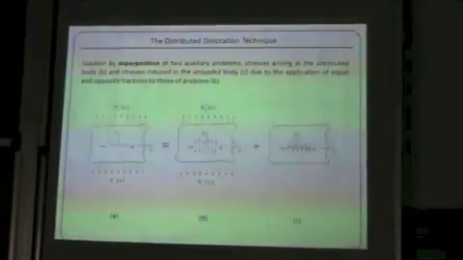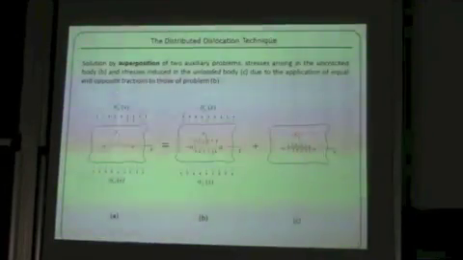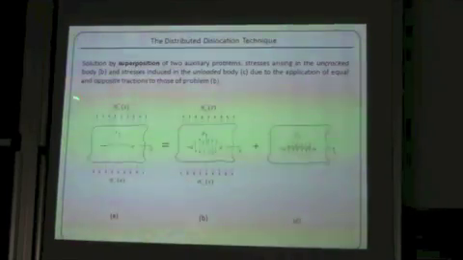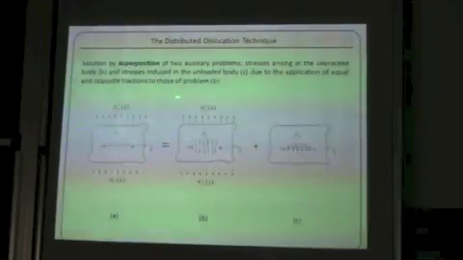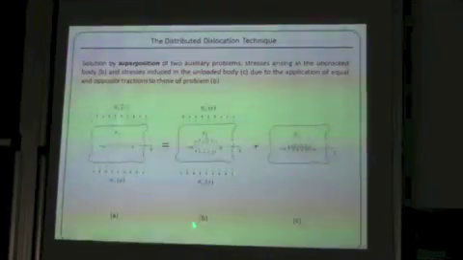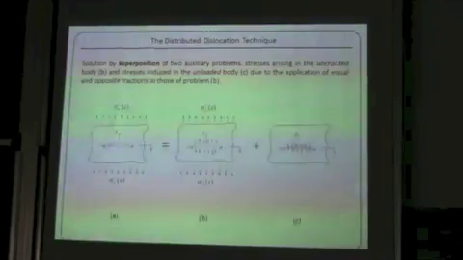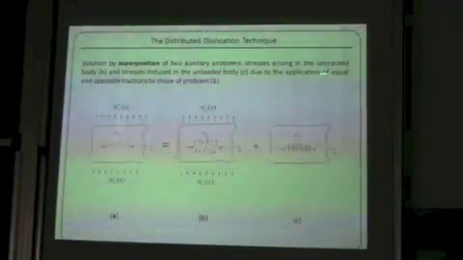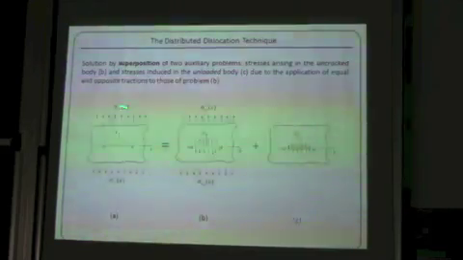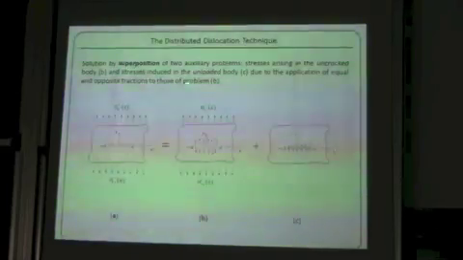Now, going to the distributed dislocation technique, its concept may be demonstrated in this slide by considering a simple mode 1 crack. The solution to the problem will be obtained by superposition of the two auxiliary problems here in figures B and C. That is, the stresses arising in the uncracked body and the stresses that are induced in the unloaded body due to the application of equal and opposite tractions to those of problem B.